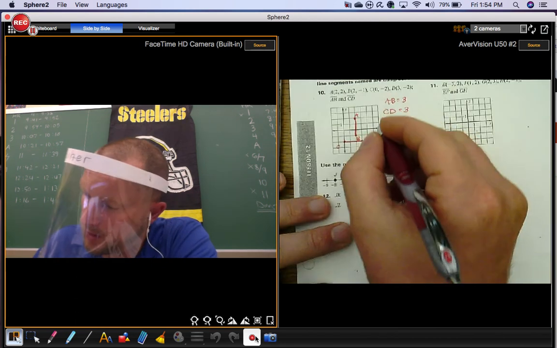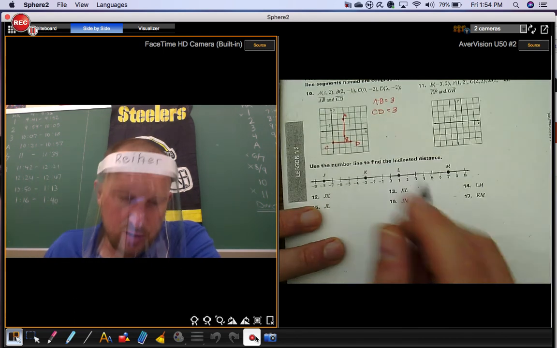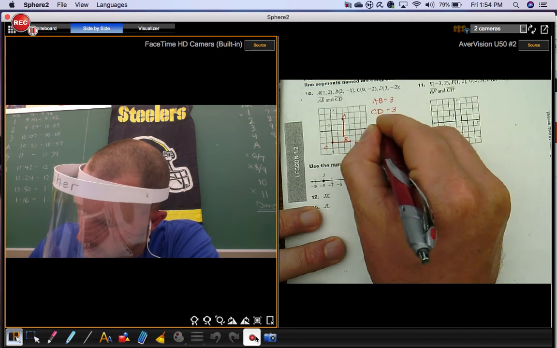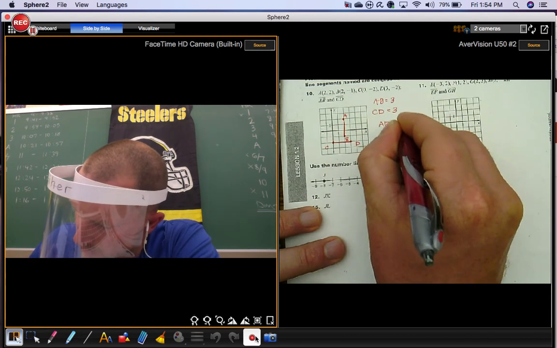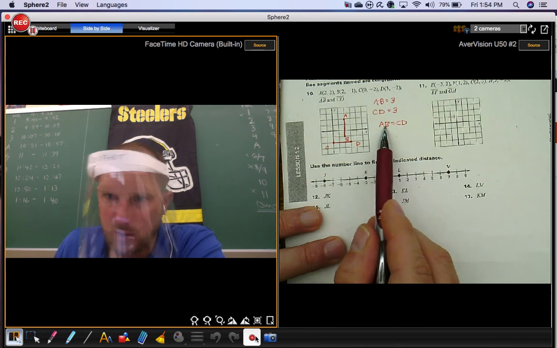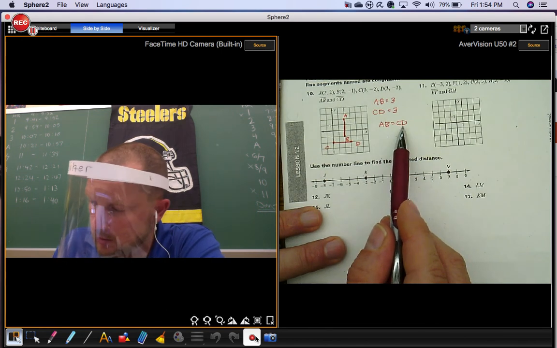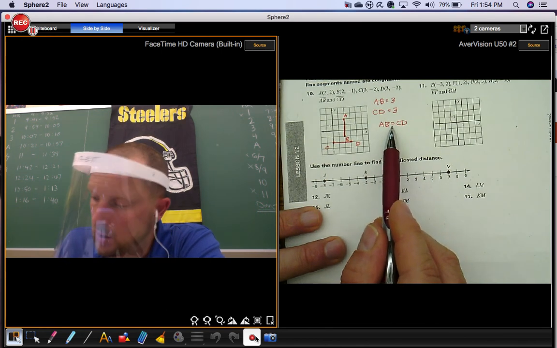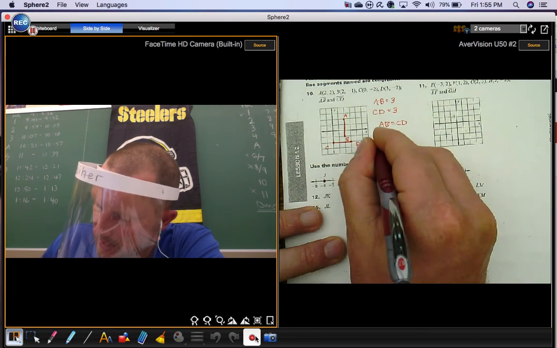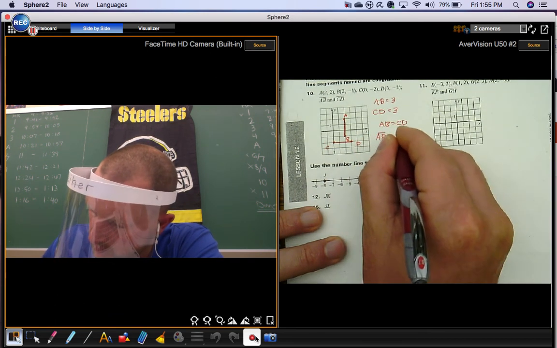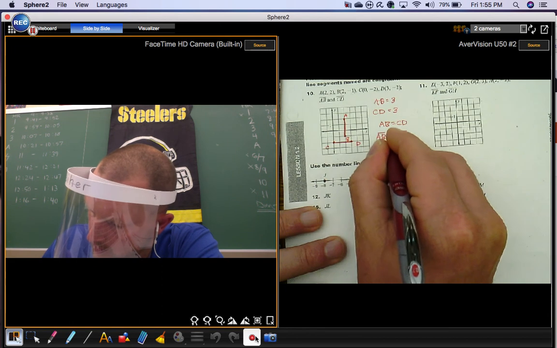Are these segments congruent? Yeah. So I'm going to write this down just so you understand what we're talking about here. These segment lengths are equal. Remember, this is what a segment length looks like. They're equal. Well, if the lengths are equal, then the actual segments, they're congruent.